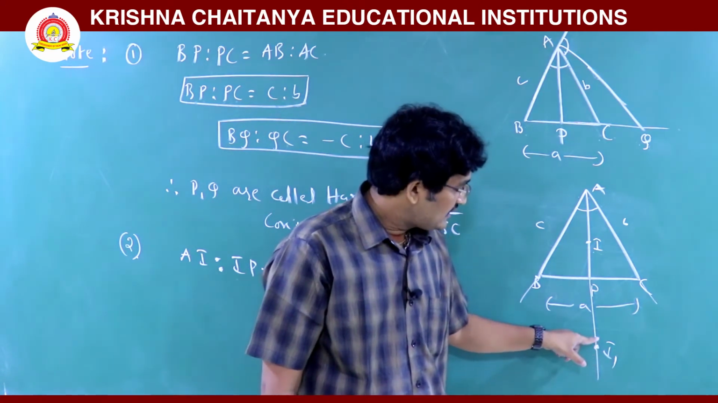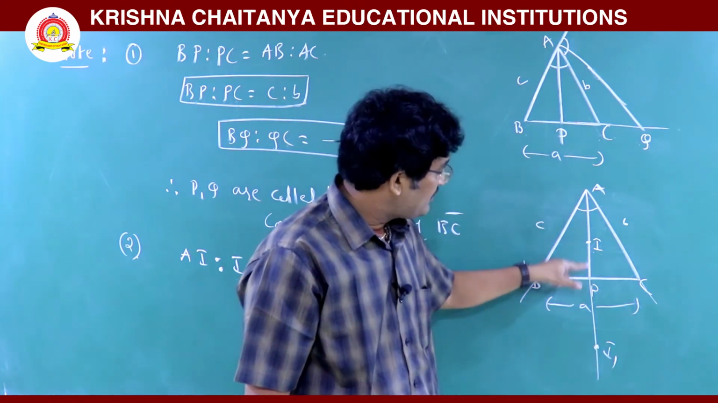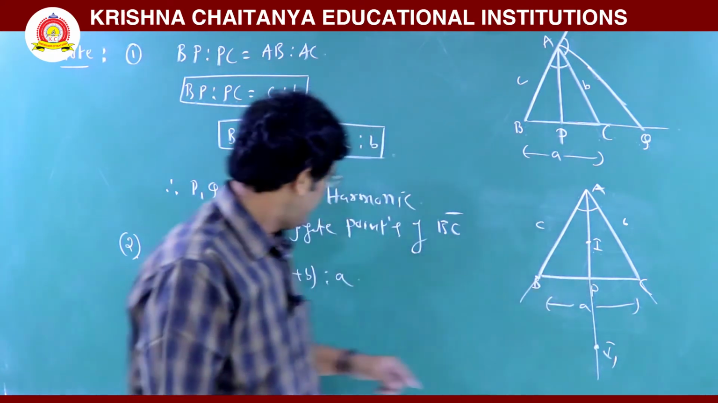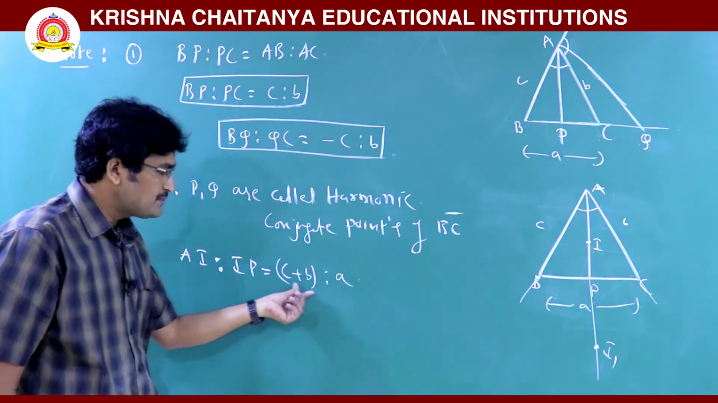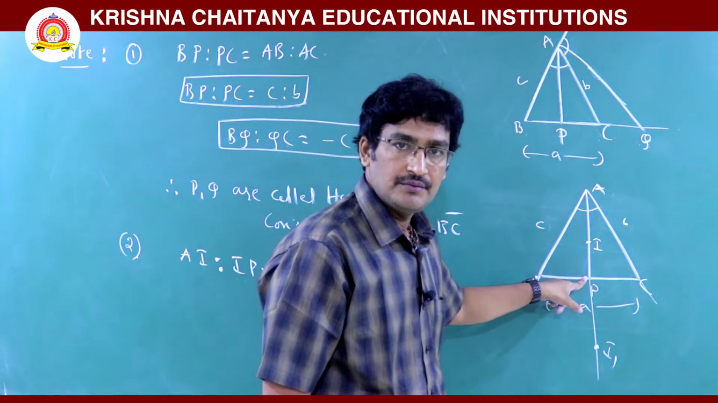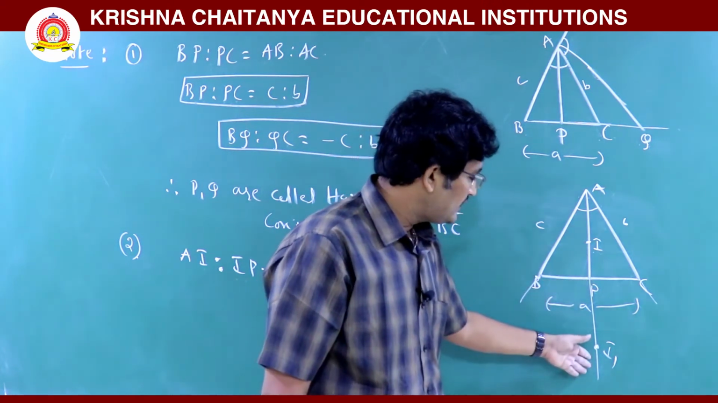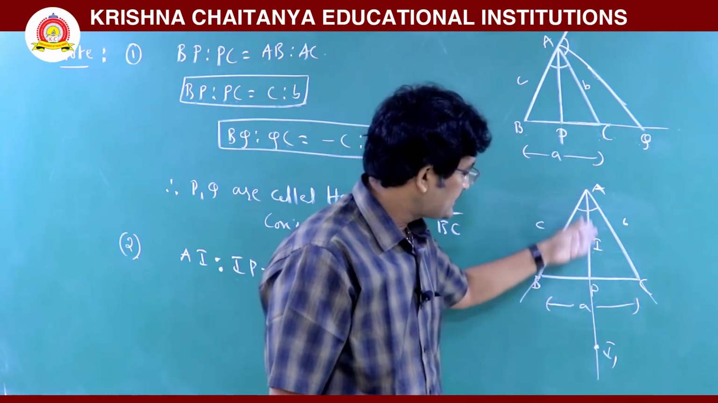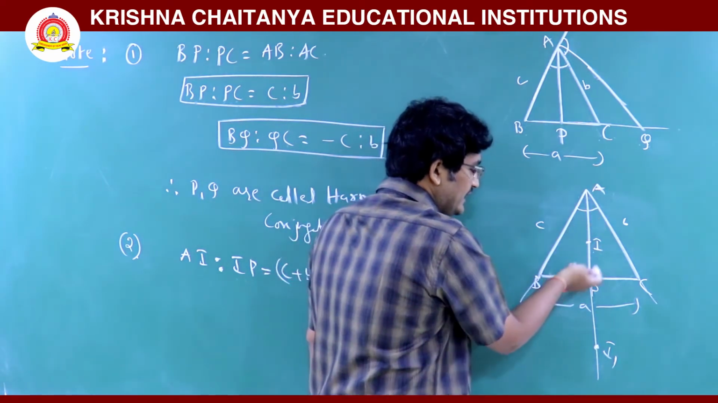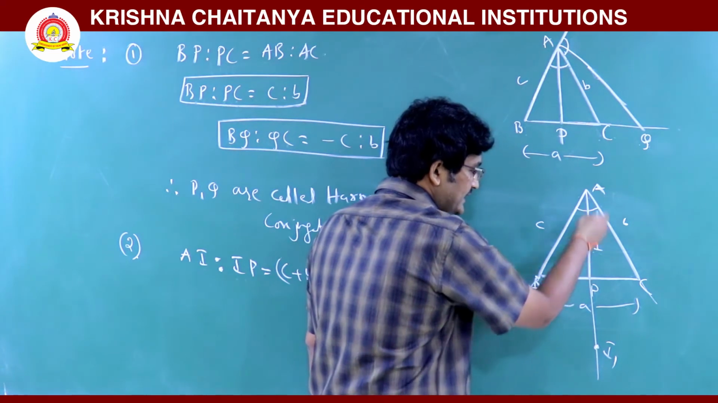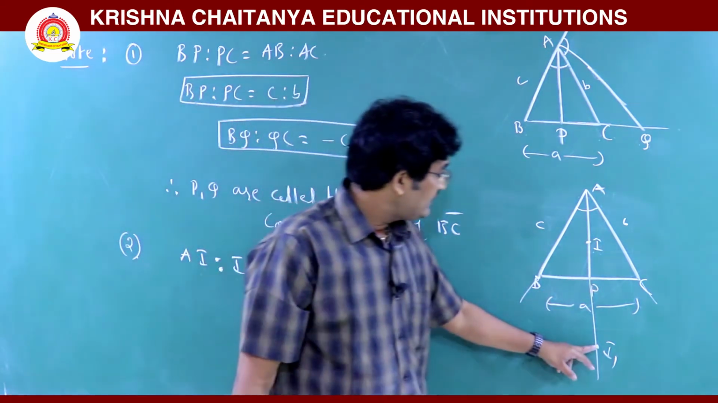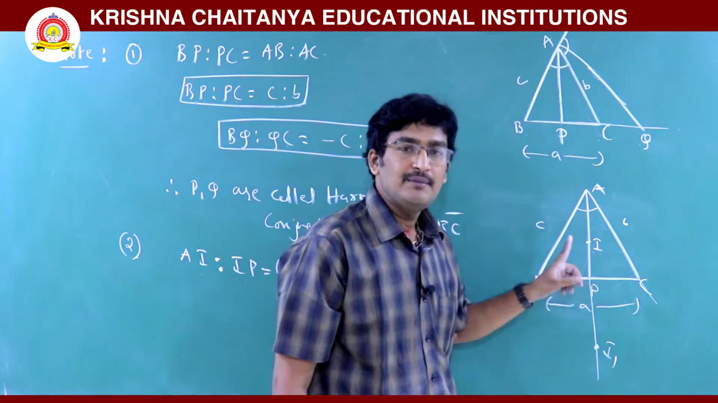Now the question is, I1 divides AP bar in which ratio? I divides AP bar in the ratio c plus b is to a. These 4 points are collinear, you know. Now I lies between A and P. I divides AP bar internally, but I1 divides AP bar externally in the same ratio.